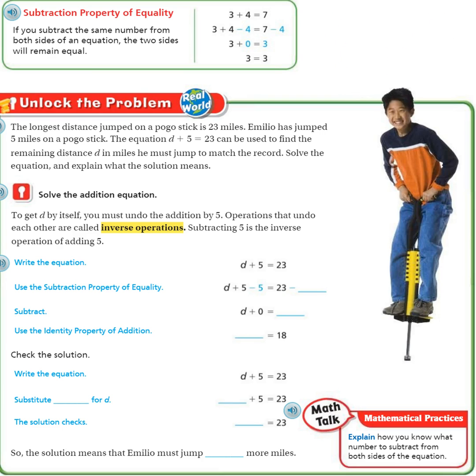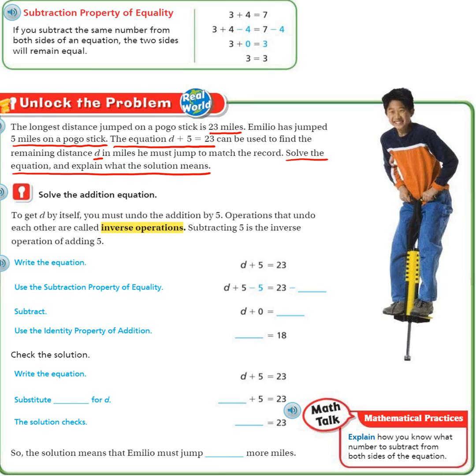So let's unlock the problem. The longest distance jumped on a pogo stick is 23 miles. Emilio has jumped 5 miles on a pogo stick. The equation d plus 5 equals 23 can be used to find the remaining distance d, in miles, he must jump to match the record. Solve the equation and explain what the solution means.